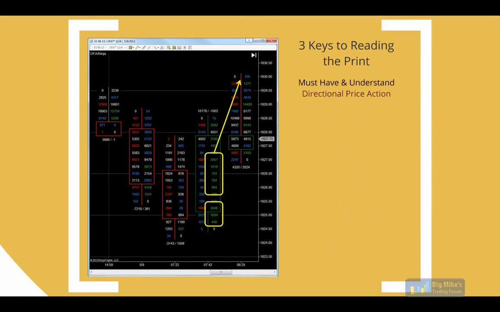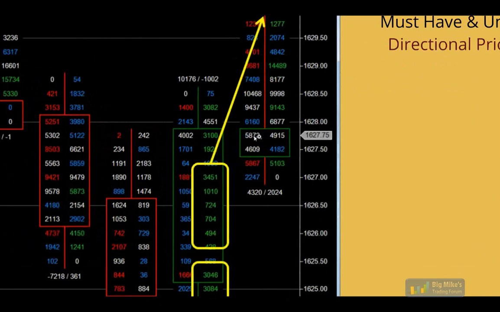First, you have to have and understand directional price action. We use a process called probe and rotation periods to do this, where the wick color of a period tells us the directional strength, and the body is totally independent based on the open and close, just like a regular candle chart. I'm going to try and zoom in here, so bear with me.